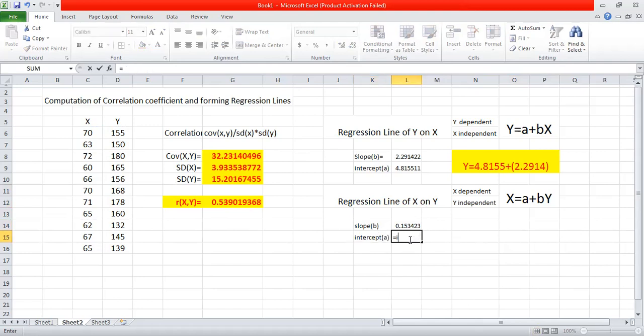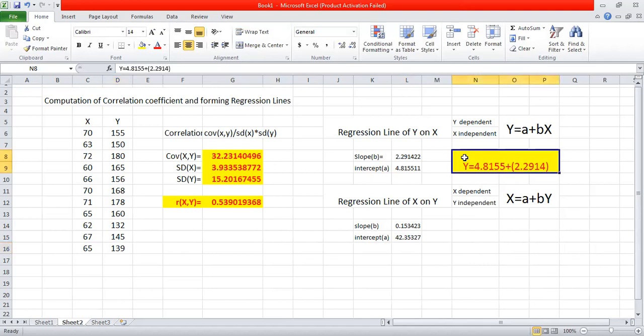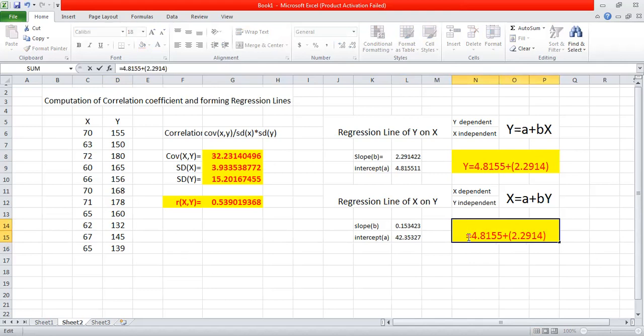we use a function called intercept, of first the dependent variable values, that is x values, comma, the independent variable values, that is y values, close the bracket. Now what is the equation? The equation is x equals first a plus bx, right?